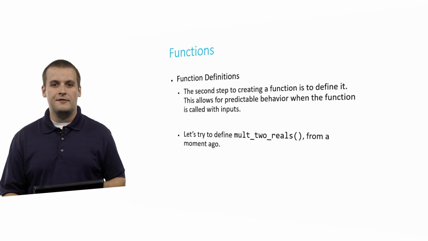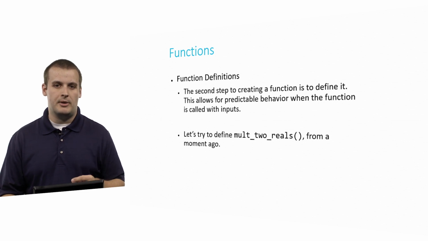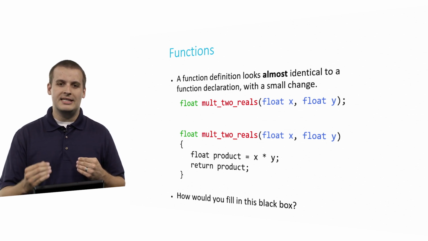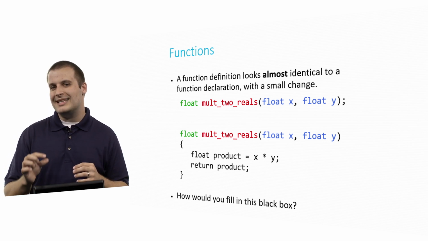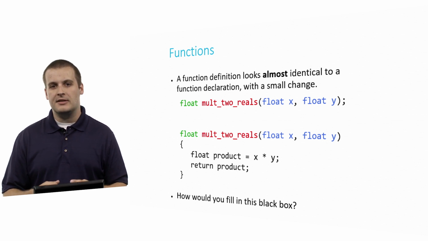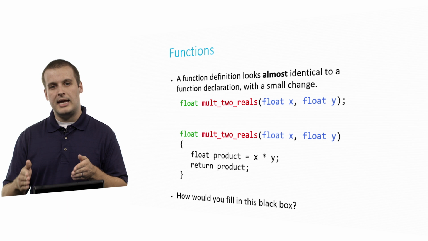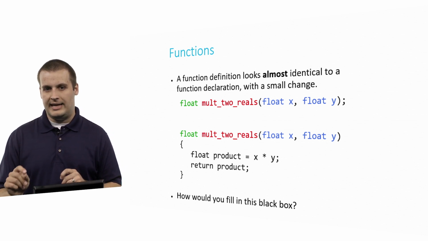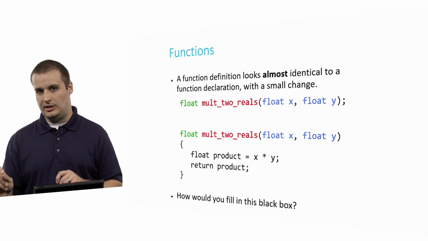So let's try and define mult2reals, which we just talked about a second ago. Now, the beginning of a function definition looks almost exactly the same as a function declaration. And I have both of them here. At the top is the function declaration: type, name, comma-separated argument list, semicolon. The semicolon indicates that that is a function declaration.